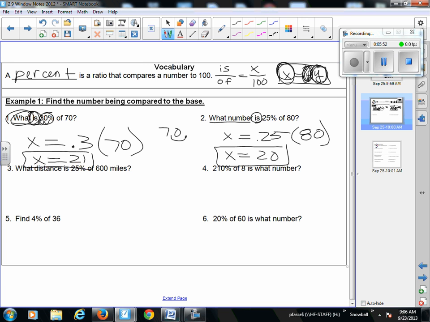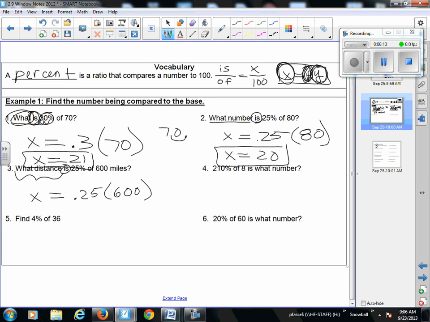For number 3, we have the exact same situation. What distance, that is x, is our equal sign. 0.25 of 600. And you want to do 0.25 times 600. Another way you could do this, 0.25 is 1/4, so you want 1/4 of 600.